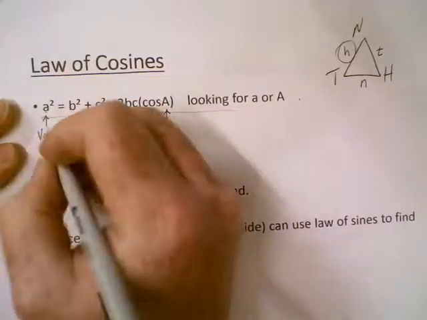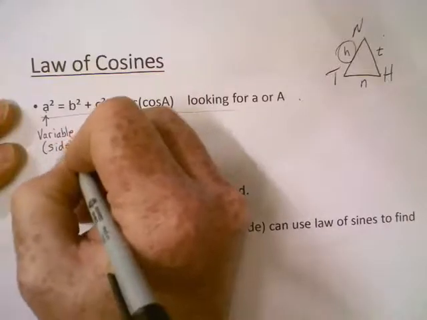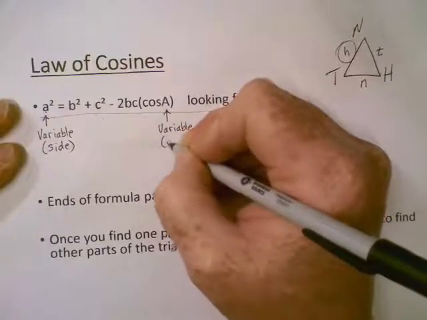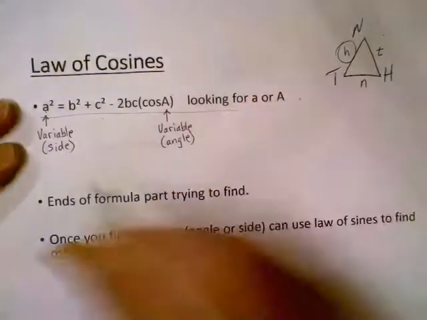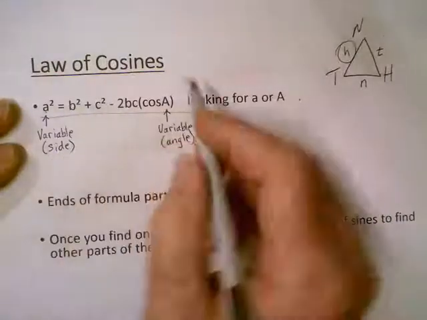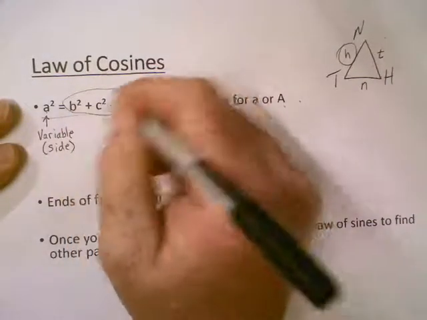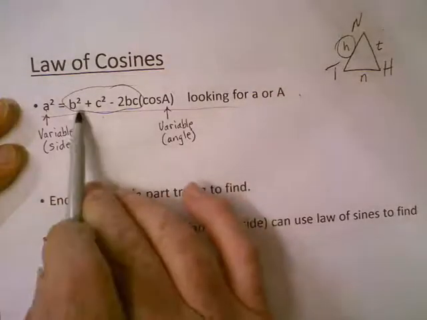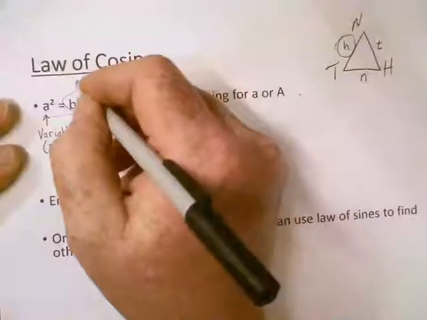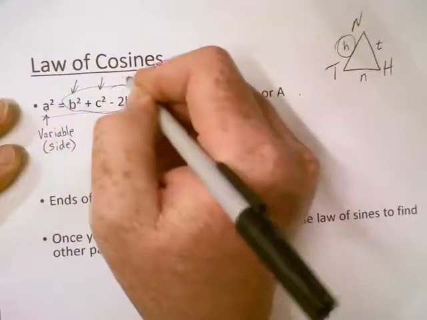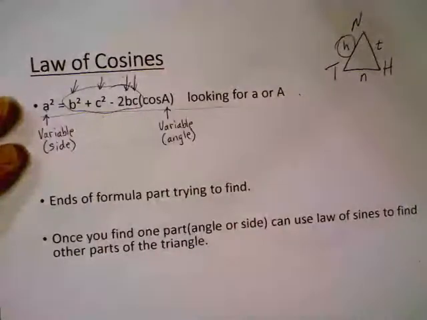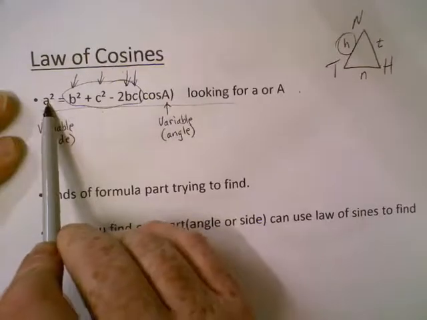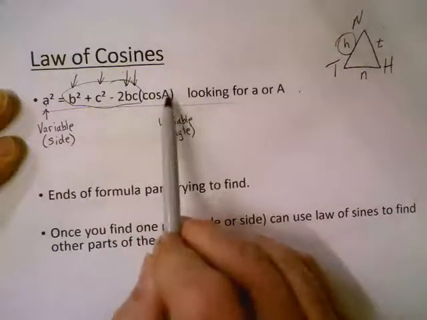This one's going to be our variable if we're looking for a side. This one's going to be our variable if we're looking for an angle. But the variable always has to be on the ends. Otherwise, everything else, all this stuff in the middle here, it's always going to be numbers. So that's what's going to make this formula not so difficult, because we're going to just know the numbers and we're going to stick them in here and let our calculator do the work on most of it. So there's only going to be one variable in here. It's either always going to be right here if we're looking for a side, or right here if we're looking for an angle.